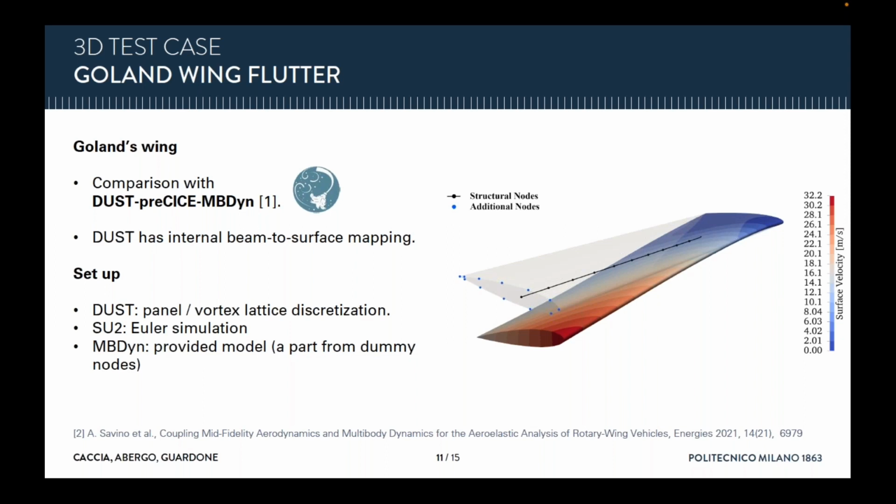So the only difference in the MBDyn model is that we have these additional nodes, whereas the structural model of the beam is exactly the same. And in DUST, the discretization and the solution are provided both with a panel method and a vortex lattice.